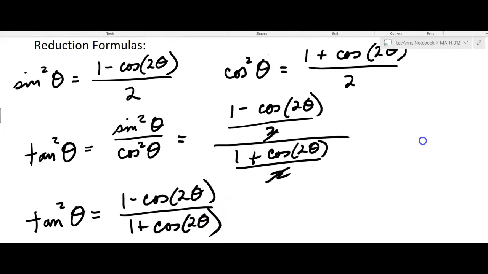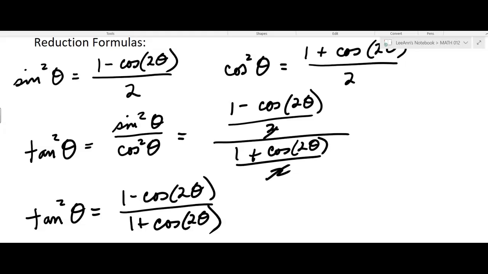So the nice thing about the reduction formulas, because you might be thinking, well, why would we want to do this? Why would we use this? Well, on the left side, you have a square, right? But on the right side, you no longer have an exponent on the trig function. So that's why it's called a reduction formula. You're reducing the exponent. And then the same with the cosine squared and the tangent squared. They're all going to be in terms of just one trig function, and the exponent on the trig function is 1. So that's why you might use a reduction formula.